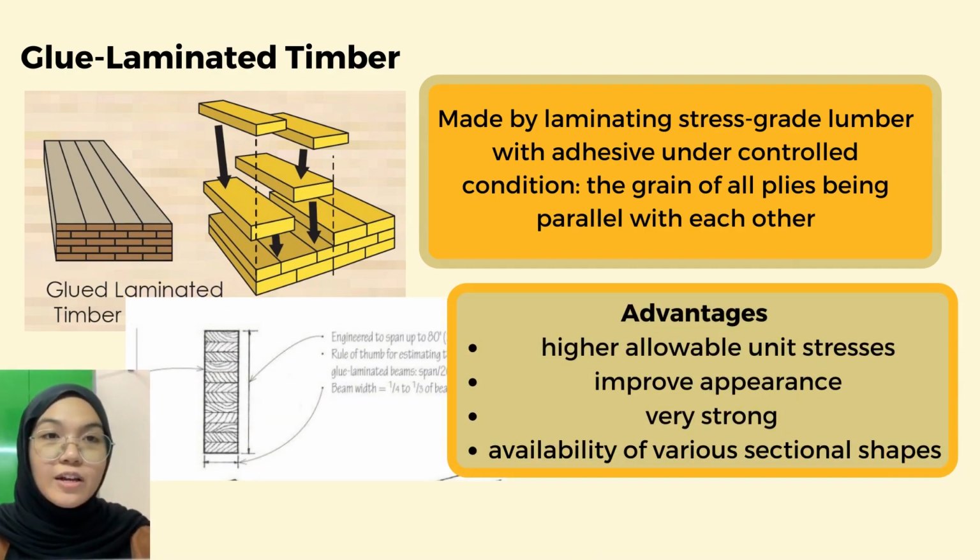There are three types of structural lumber. The first one is glue laminated timber. It's made by laminating stress grade lumber with adhesive under controlled conditions, the grain of all plies being parallel with each other, as you can see from the picture of how it is assembled. The advantages of using glue laminated timber are higher allowable unit stresses, improved appearance, great strength, and availability of various sectional shapes.